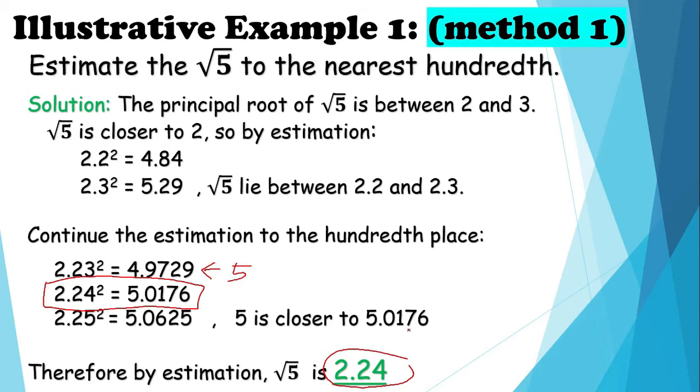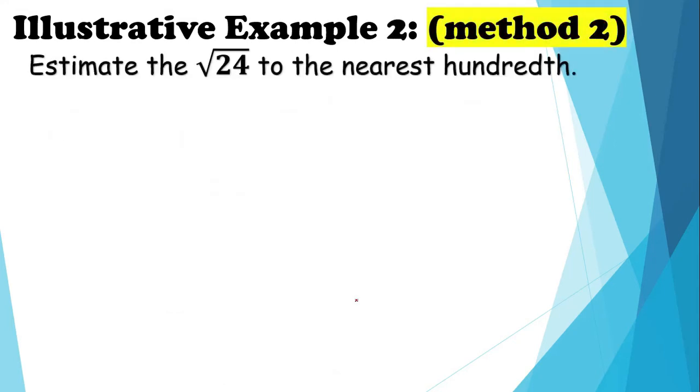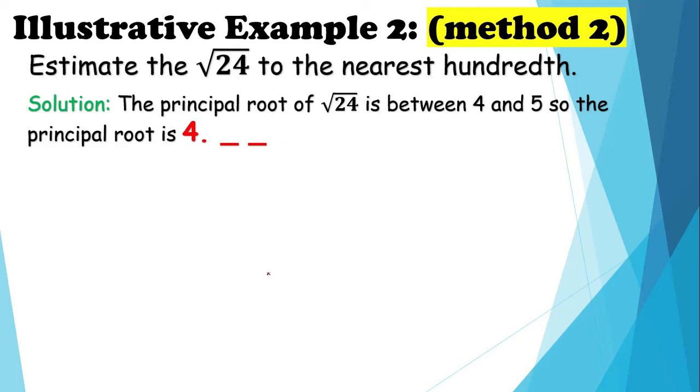So, medyo challenging yung method 1 natin kasi kailangan natin mag-guess ng decimal numbers na kapag kinuha yung squared, so mag-multiply pa tayo, ay mas malapit dun sa radicand natin. So, paano naman kapag method 2? Estimate the square root of 24 to the nearest 100. Solution: the principal root of square root of 24 is between 4 and 5. So, the principal root is 4 point blank and blank for the tenths. So, this is the 10th digit and the 100 digit.